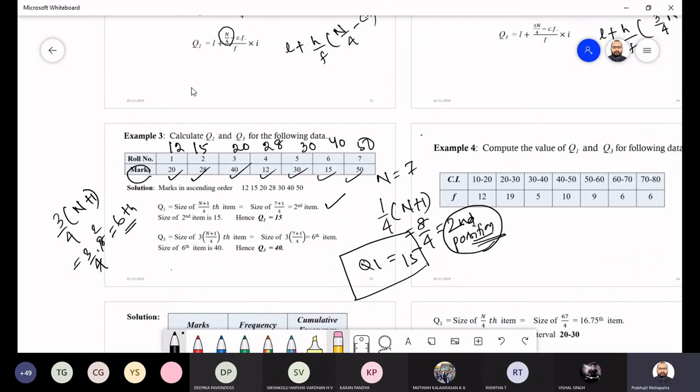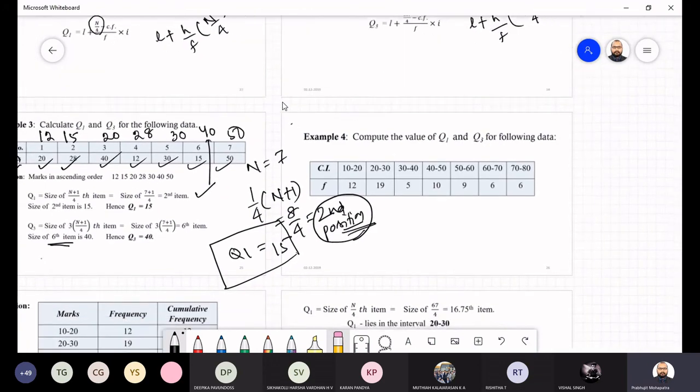No, that is absolutely wrong. Q3 value is the data that is lying at the sixth position. What is that? The data that is lying at the sixth position. So what is the sixth position? Your data is 40. So that means your Q3 value is 40. Is it okay?